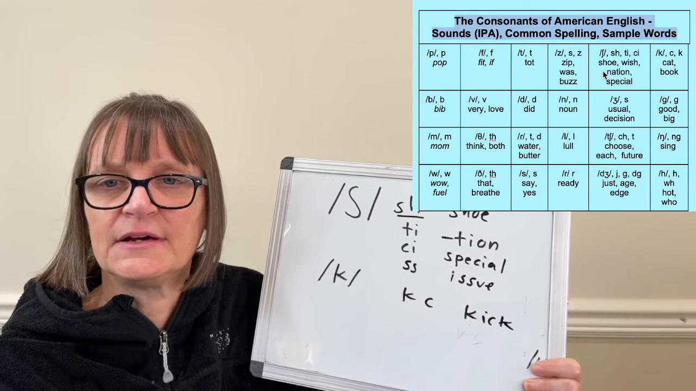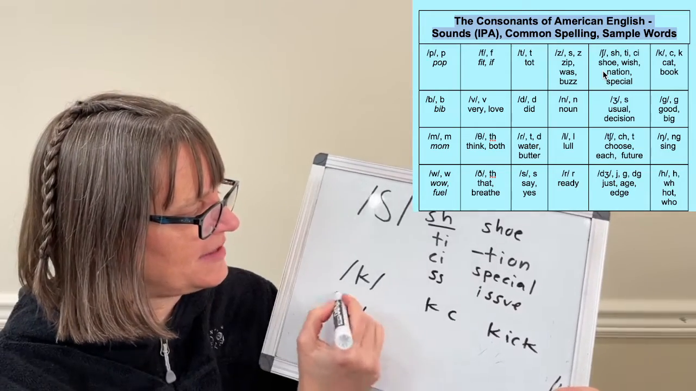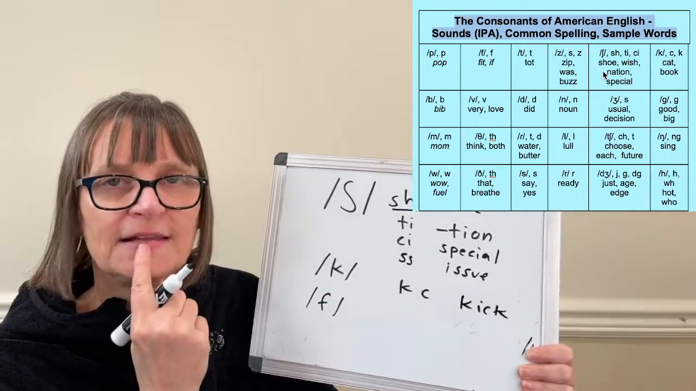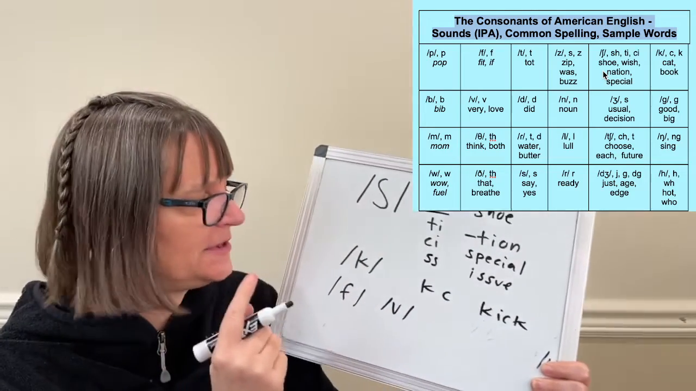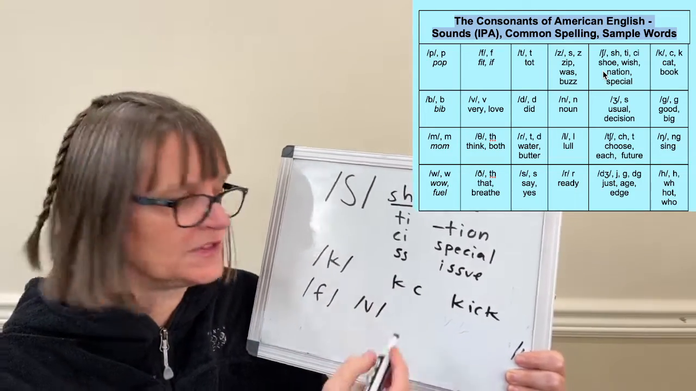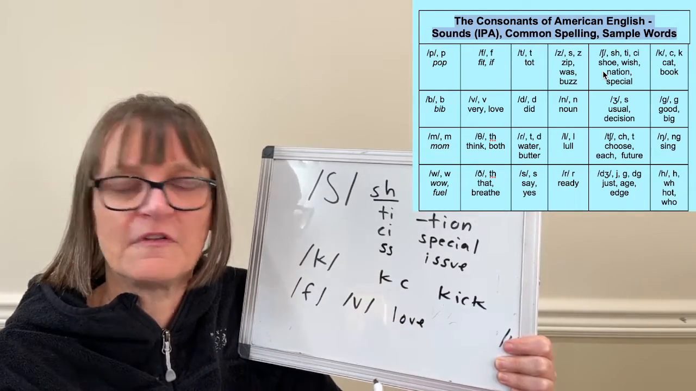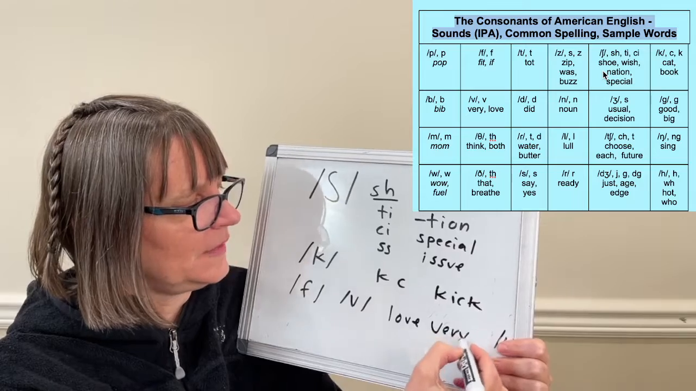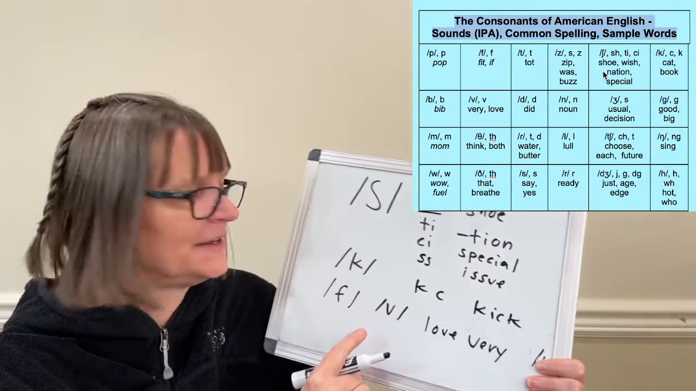And then moving back forward, we had our f sound. That was our voiceless labial-dental. We have our v sound. That's our voiced labial-dental. That's in words like love or in very. Again, we mostly spell these with F and V, so those are fairly straightforward.